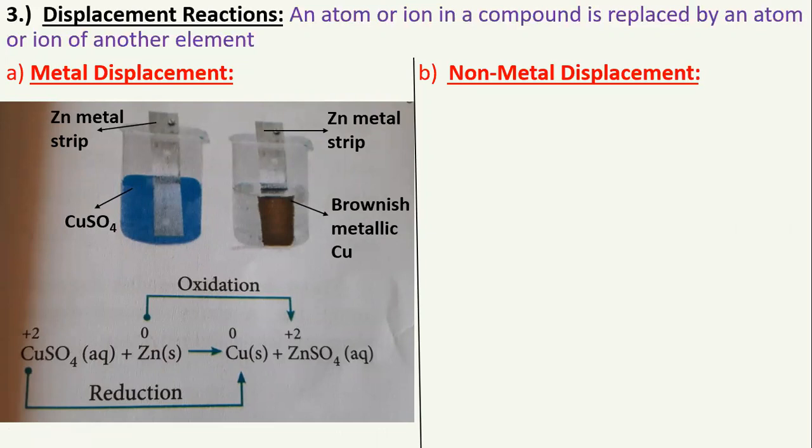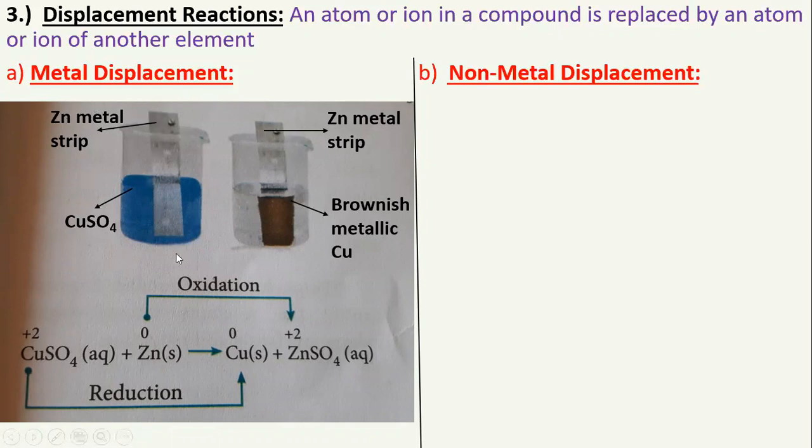See here, this blue color solution is there, right? What we are doing is taking a zinc metal strip, the metal that is made up of zinc. And here we are taking two beakers. In one beaker we are taking a copper sulfate solution. The color of the copper sulfate will be blue. Now this zinc metal strip we are dipping into that.